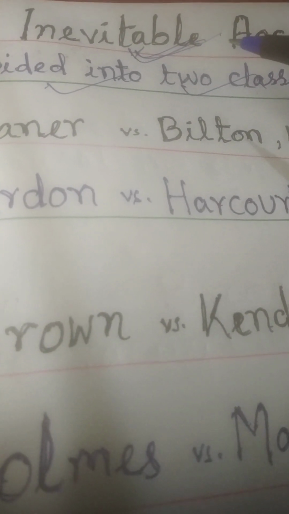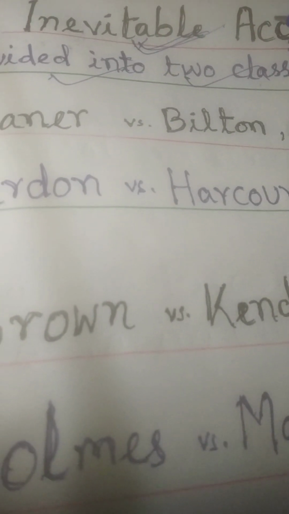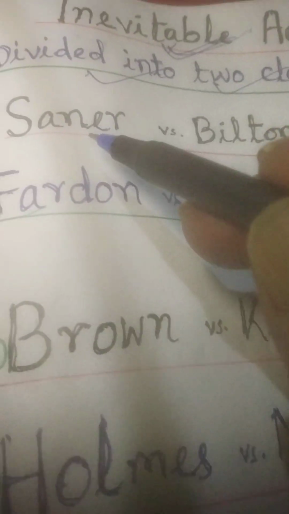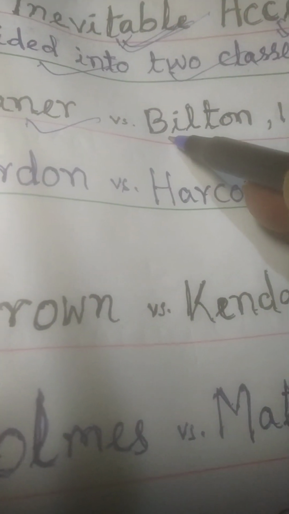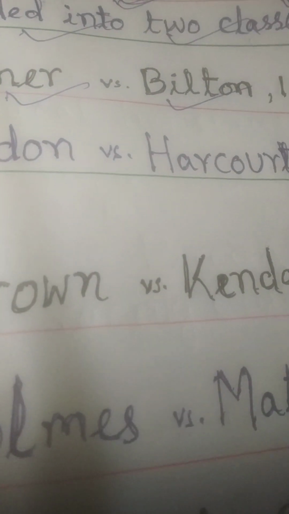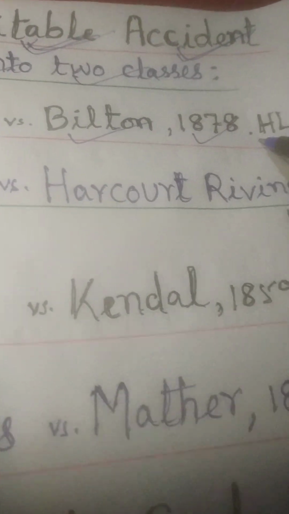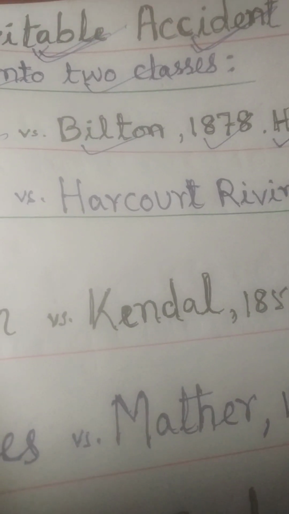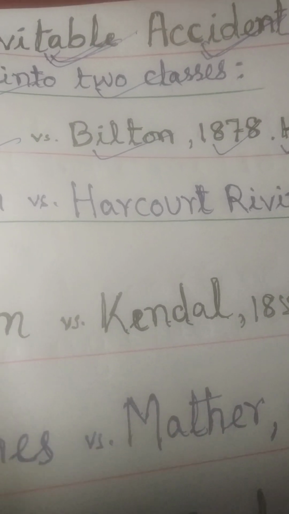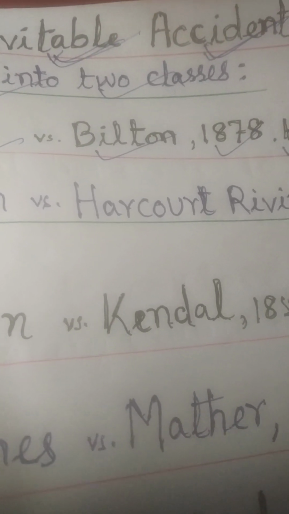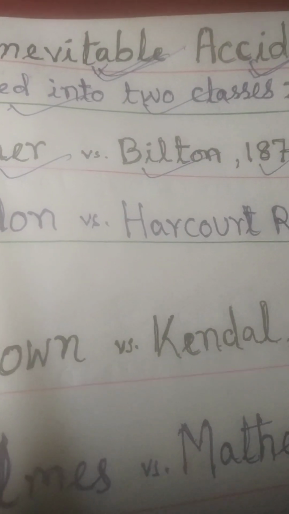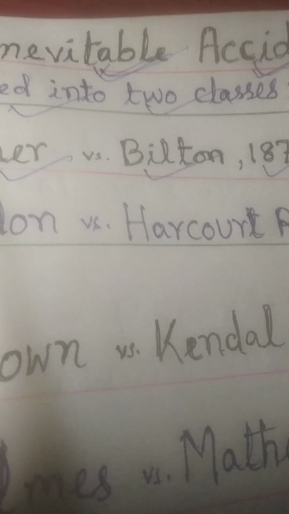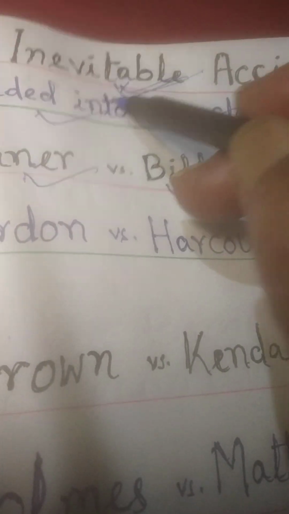Under these two classes, we can divide inevitable accident as one of the general exceptions to determine liability in torts. Regarding that, we will discuss one leading case decided by the House of Lords, Stanley versus Powell, decided in 1878. The House of Lords held that if an accident was physically unavoidable, and in spite of that it occurred, it would be held as an inevitable accident.